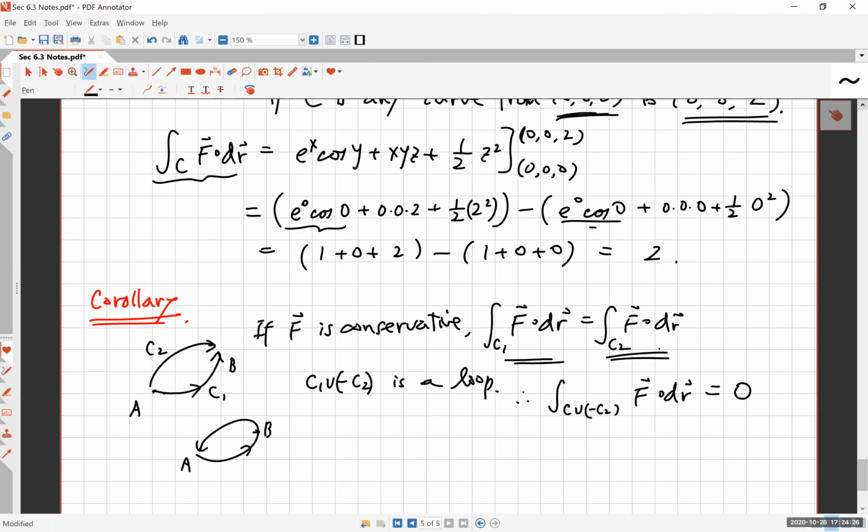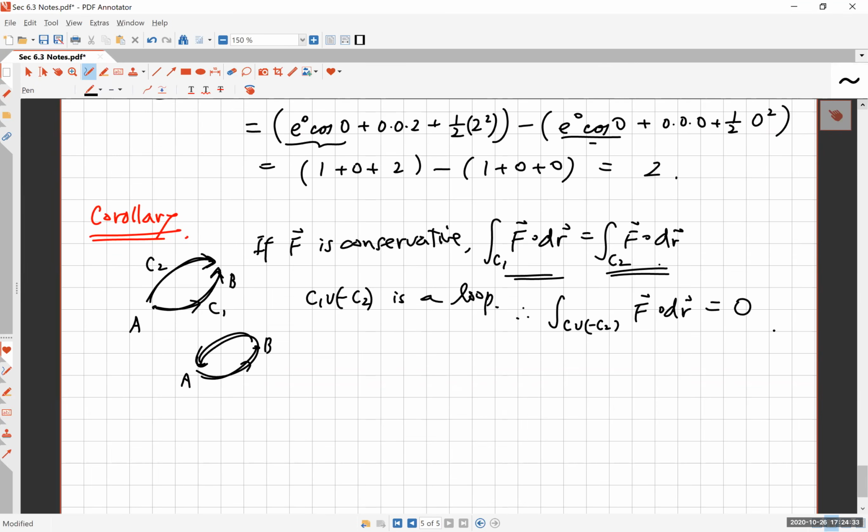Why? Because you go, let's say if this is 5, then this will also be 5, right? So it's 5 plus negative 5, and it's going to be 0. Okay, so here's the corollary. What I wrote here is really not the corollary itself.